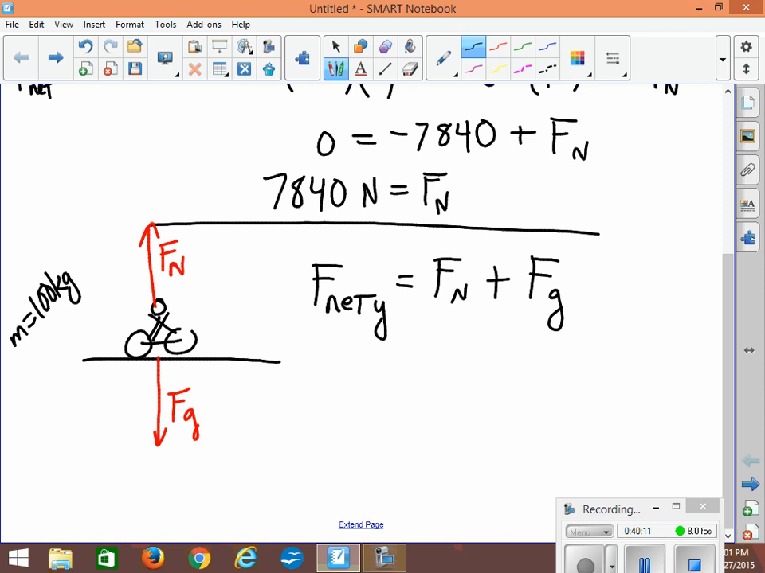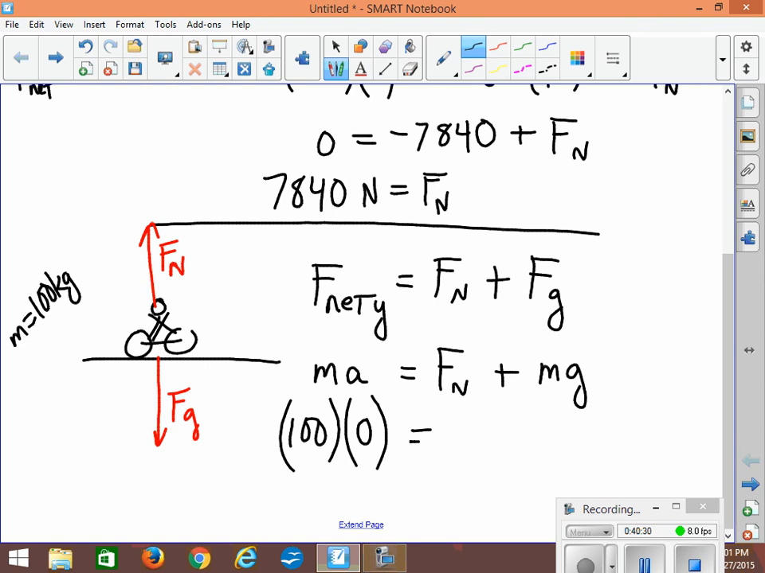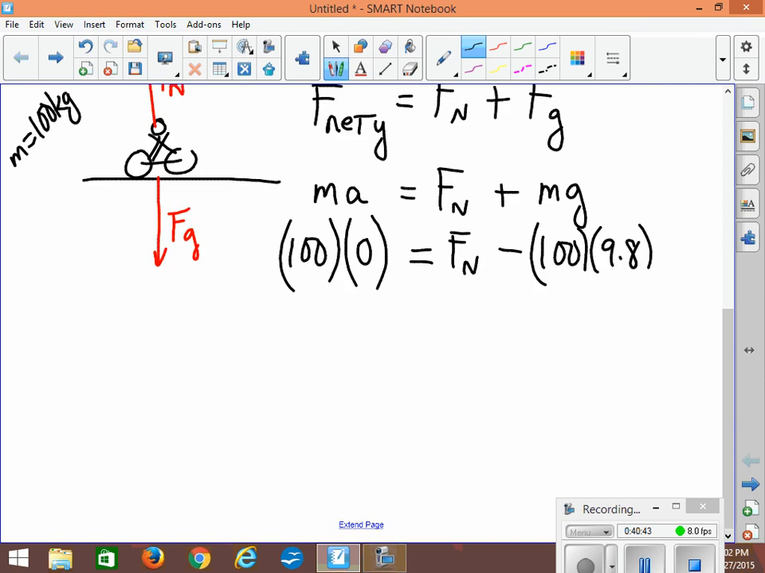Newton's law tells us that F net always equals ma, and Fg is the same as mg. That's how we calculate gravity. The mass is 100 kilograms. The bicycle will not have any up and down motion, so the acceleration is 0. And the normal force stays the same, and this time we put minus for down, and 100 for the mass, and 9.8 for gravity. So you see how the minus sign is for down. 0 equals Fn minus 980.